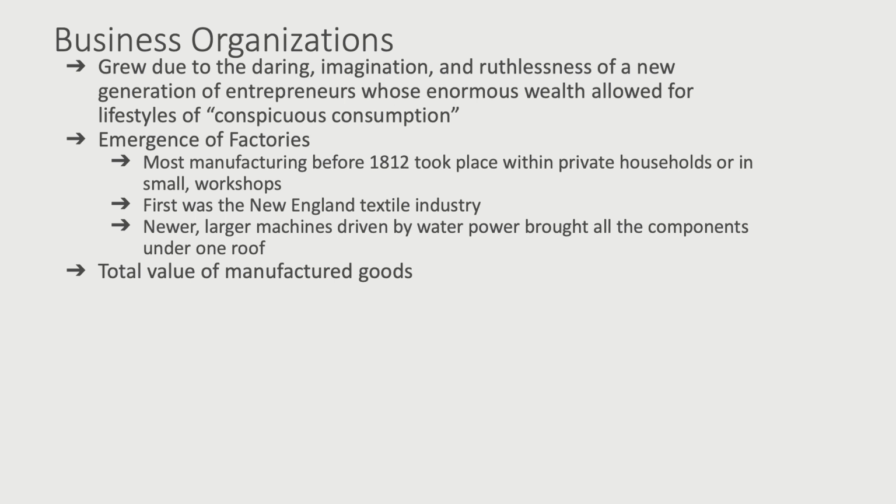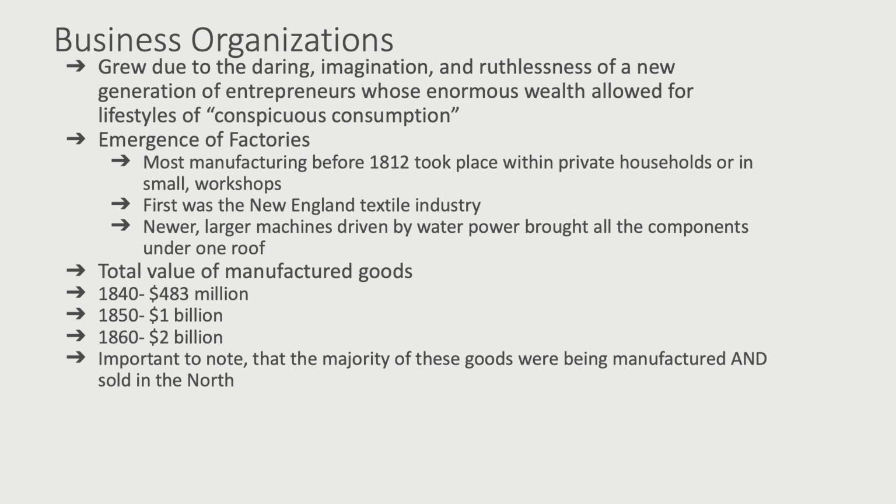The total value of manufactured goods during this time, in the 1840s, was about $483 million, which was pretty good. It would increase in 10 years to $1 billion, and then would increase to $2 billion in 1860, which doesn't seem like a lot, but that is a very incredible increase for 20 years.